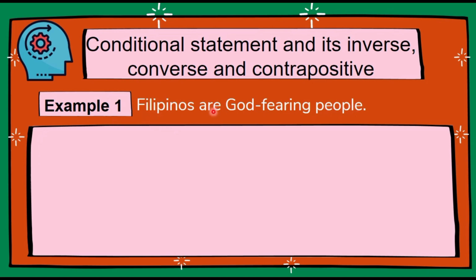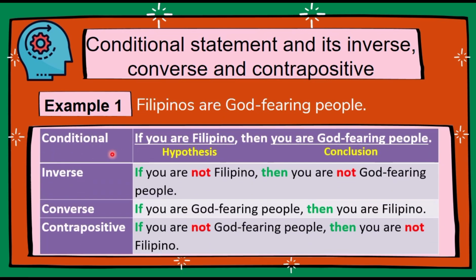Okay, let's look at the table. So this is the original conditional statement. If you are a Filipino, then you are God-fearing people. So first step is to identify the hypothesis and the conclusion part. So in this statement, if you are a Filipino is the hypothesis and you are God-fearing people is the conclusion.